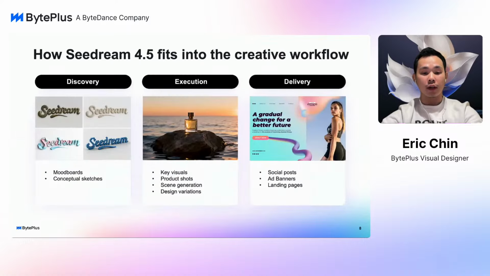So where does Seedream actually fit into our workflow? In discovery, it helps with mood boards and conceptual sketches. In execution, it generates key visuals, product shots, and design variations. In delivery, you can instantly adapt content into social posts, banners, or landing pages. You can think of AI as a powerful assistant in each design stage.